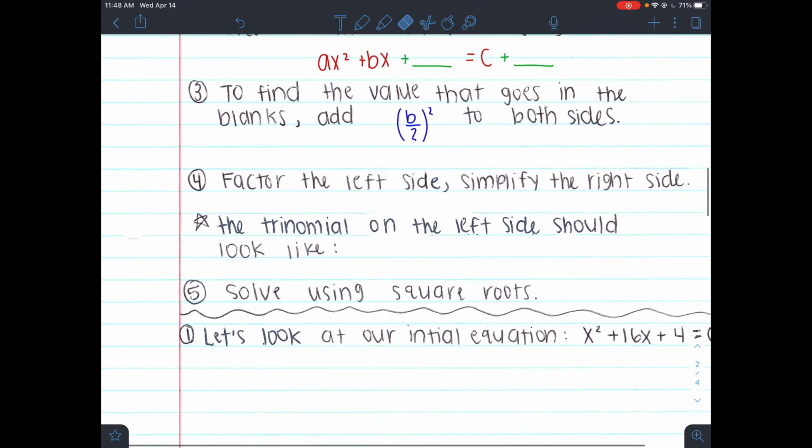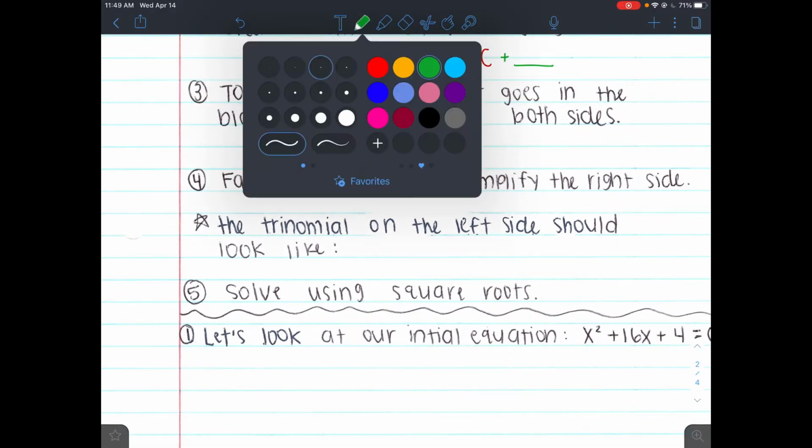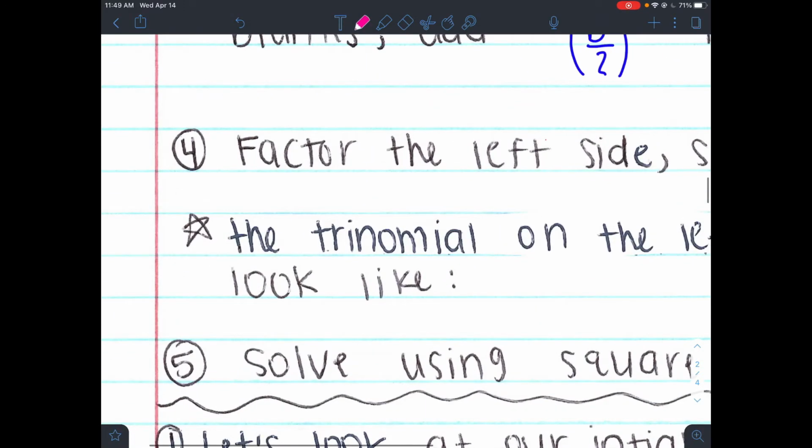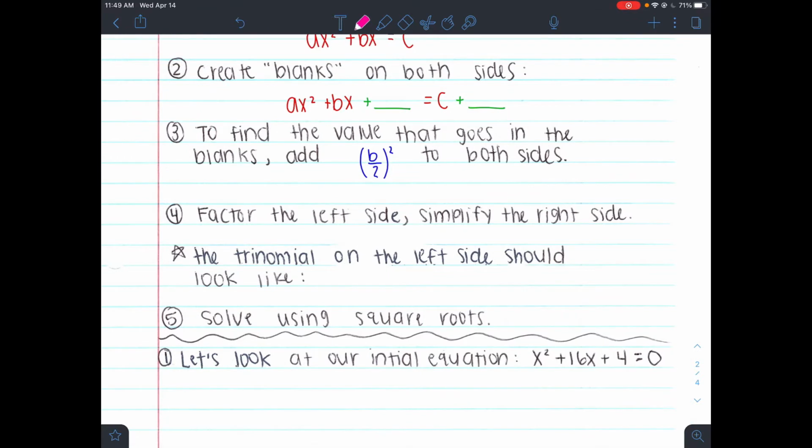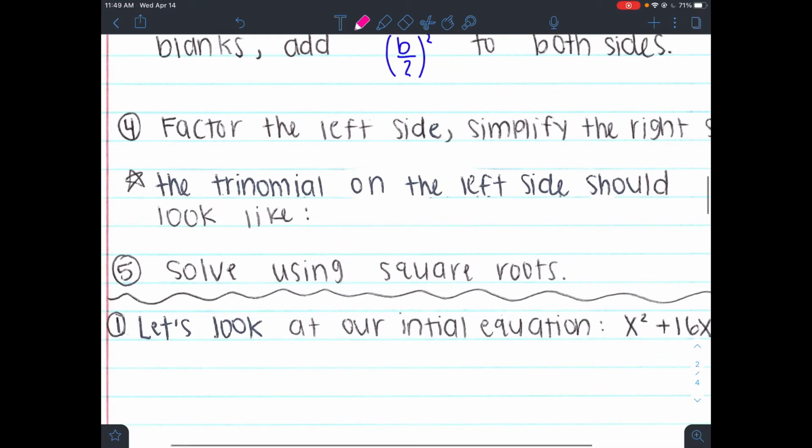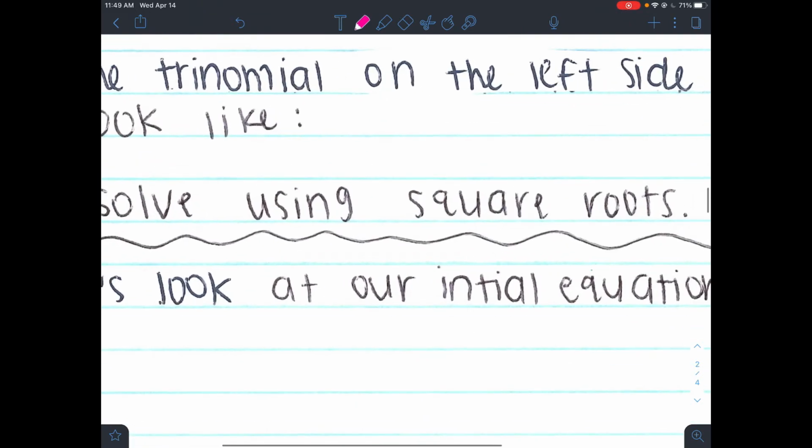It's going to take some practice. Once you do this, you're going to factor the left side, simplify the right side. Now, the factoring the left side, I'm going to show you a shortcut for this. So there's a shortcut. And then after you do that, you simplify the right side. Once that's all done and you have factored, the left side should look something like this. It's going to be x plus a number squared. That number, I'll show you where that number comes from, but it's going to look something like that.